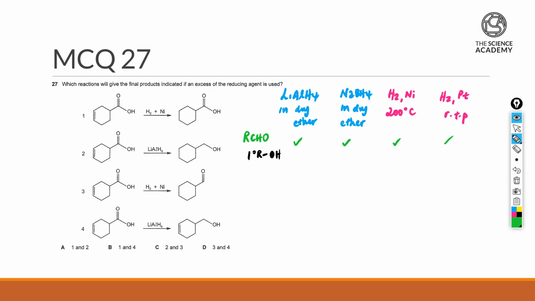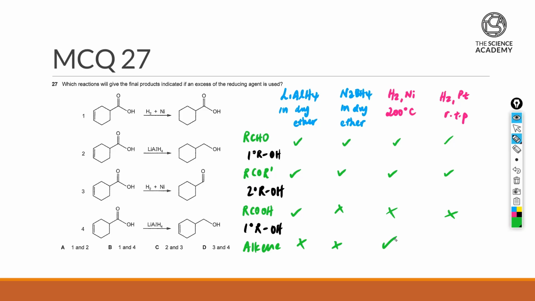Now, the second category over here, you have your ketones, which will work with all of them as well. And at the end of reduction, it will provide a secondary alcohol. You have your carboxylic acid, which can only be reduced by the first member to give us a primary alcohol. And alkenes reduction only works with hydrogen and nickel at 200 degrees Celsius or platinum, and the end product is actually an alkane.